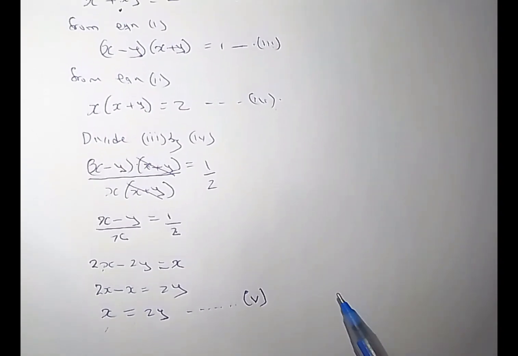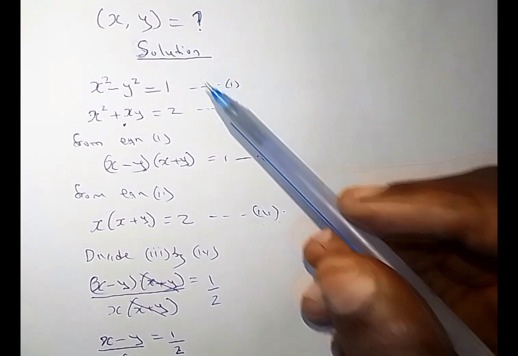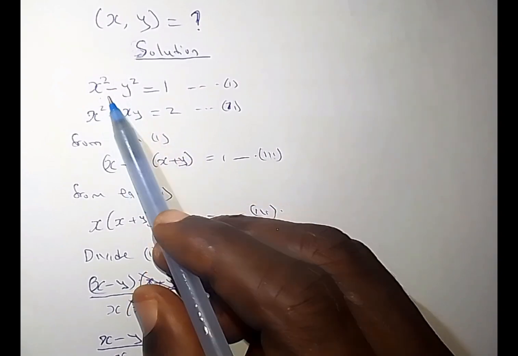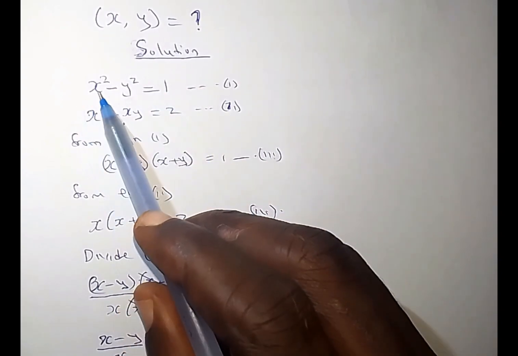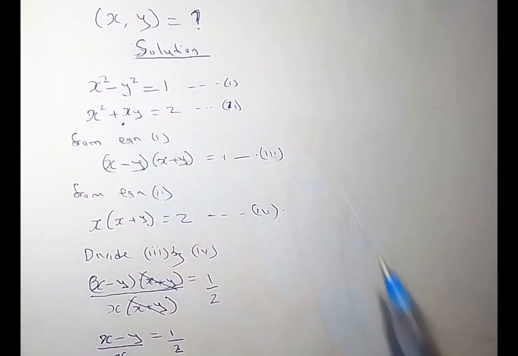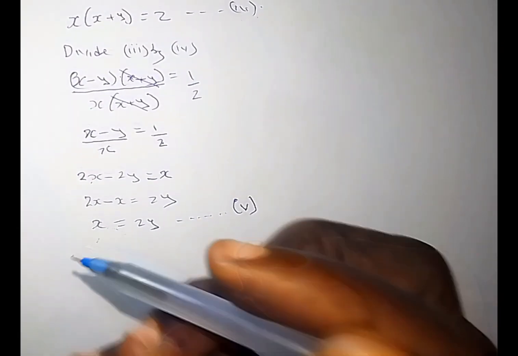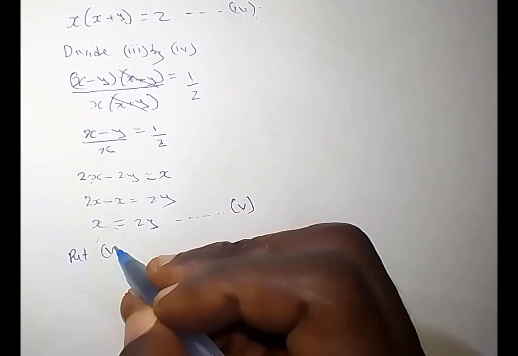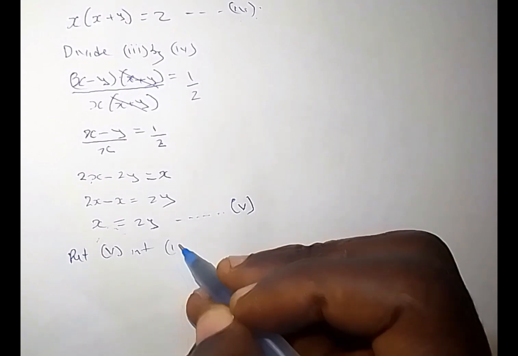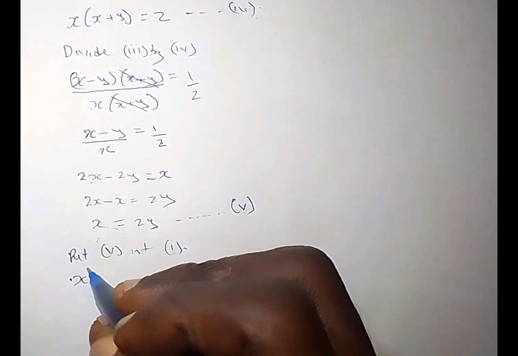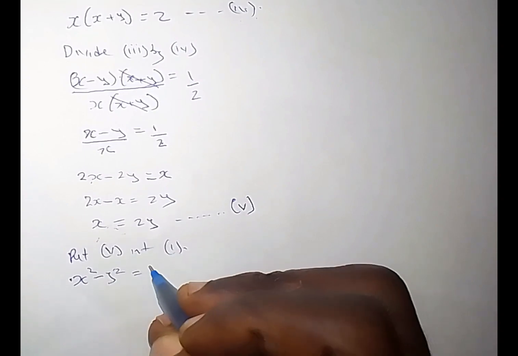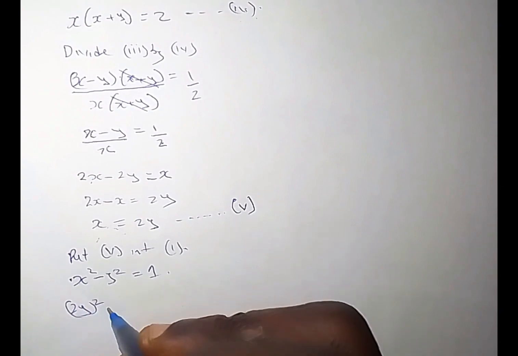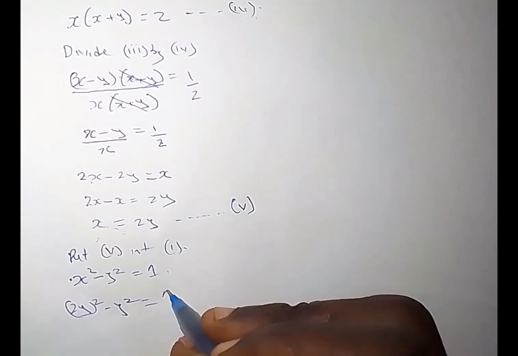Now let's go back. I wanted to use equation 1. I wanted to substitute the value of x into equation 1, which is x squared minus y squared equals 1. So wherever I see x, I'll put 2y, right? So substitute Roman figure 5 into equation 1. It says x squared minus y squared equals 1. So wherever I see x, I put 2y. So I'm having (2y) squared minus y squared equals 1.